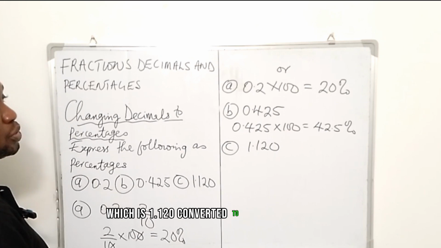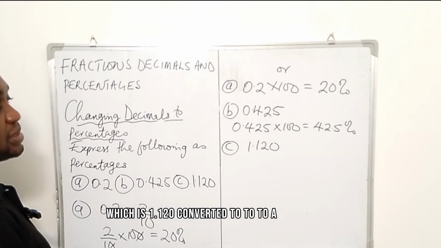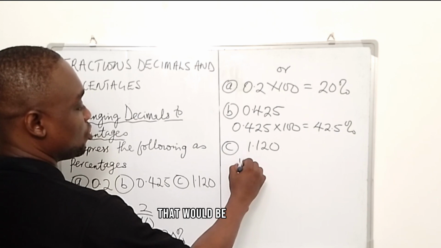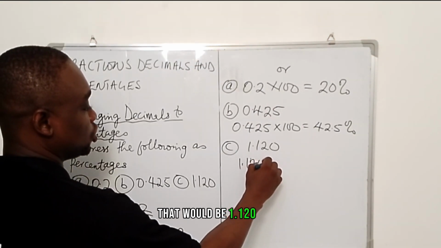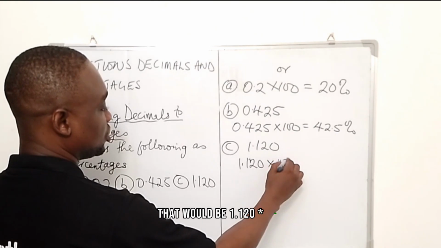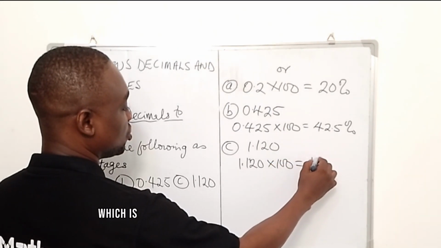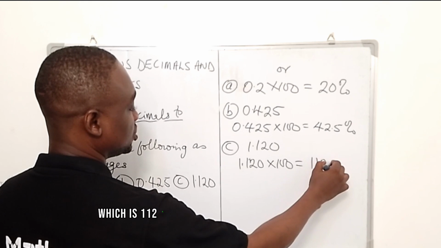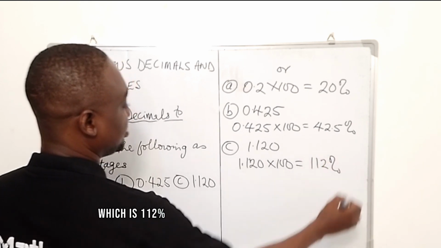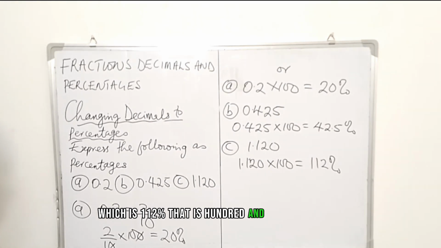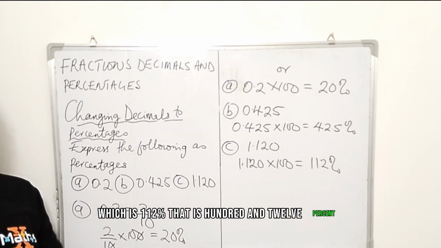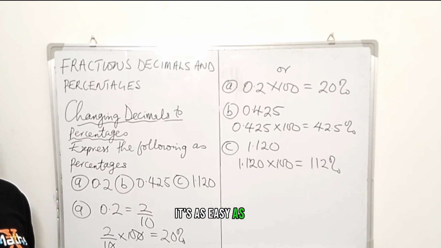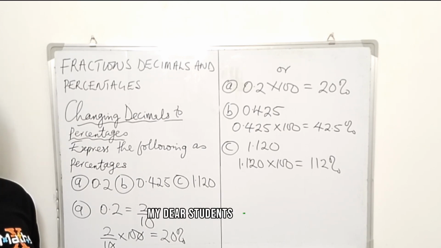Let's go for the C part, which is 1.120 converted to a percentage. That would be 1.120 times 100, which is 112%. That is 112%. It's as easy as it is, my dear students and viewers.